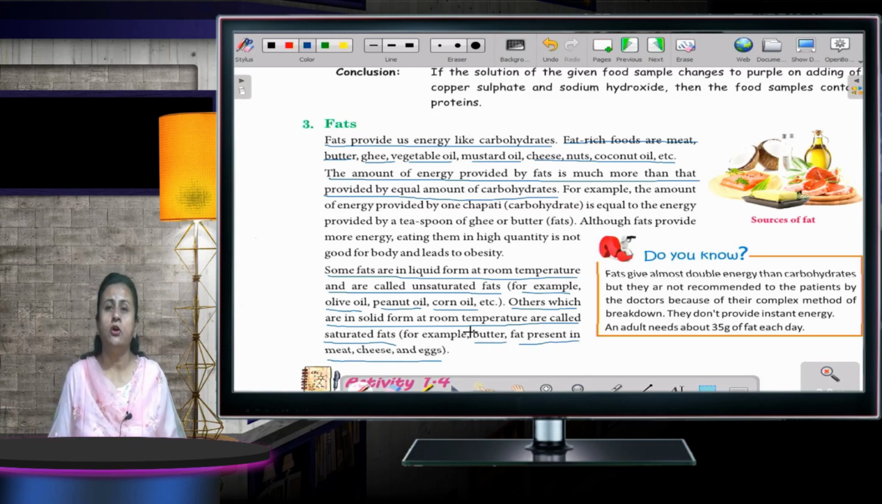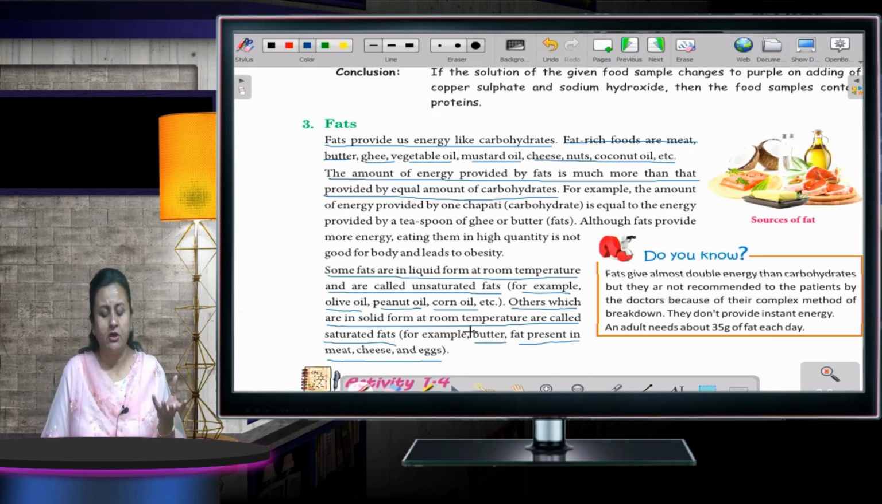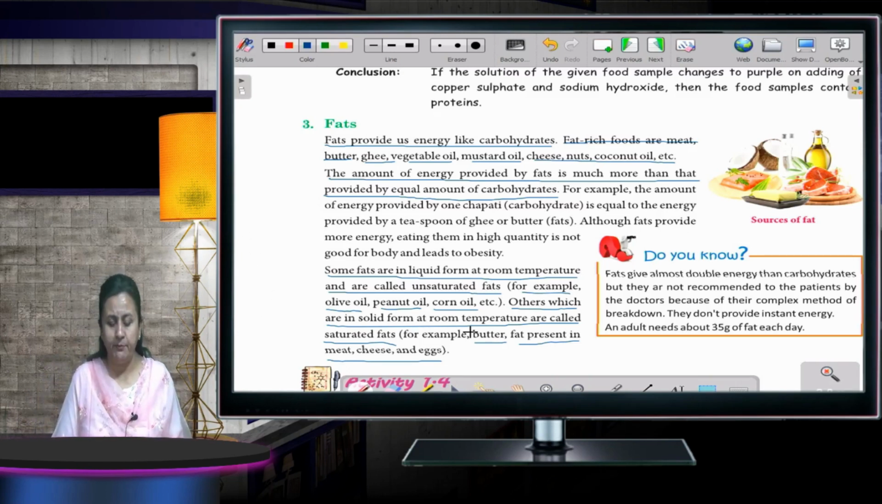If I talk about the fats which are liquid at room temperature, those are known as saturated ones, and the fats which are solid at room temperature are known as unsaturated. Liquid hai toh unsaturated hoga, solid hai toh it would be saturated. So the fats which are liquid at room temperature are known as saturated ones, and the fats which are solid at room temperature are known as unsaturated fats.